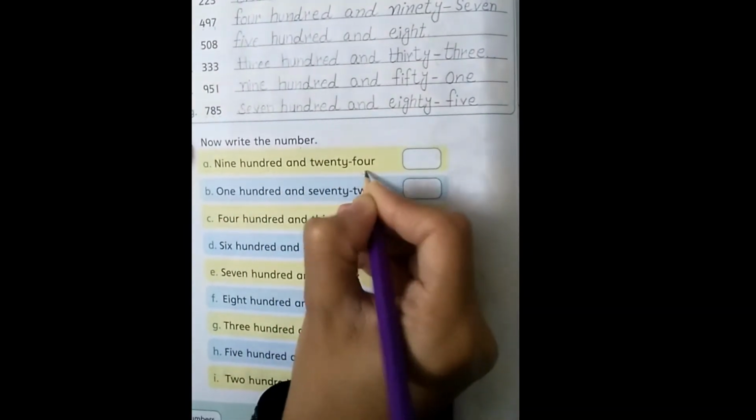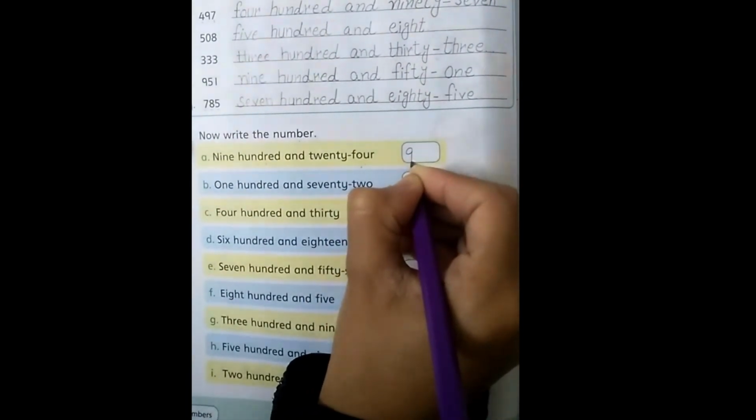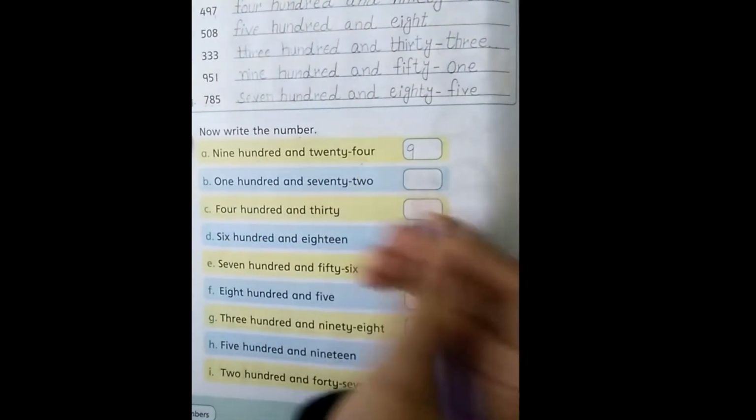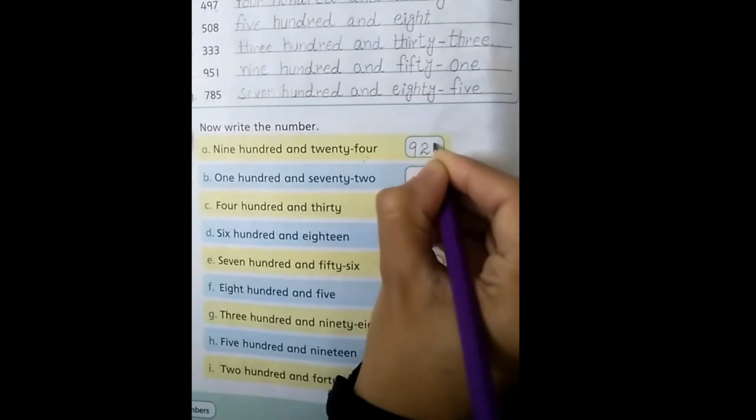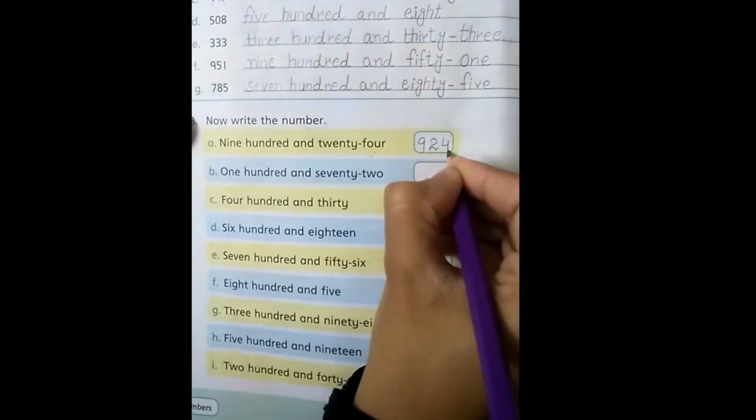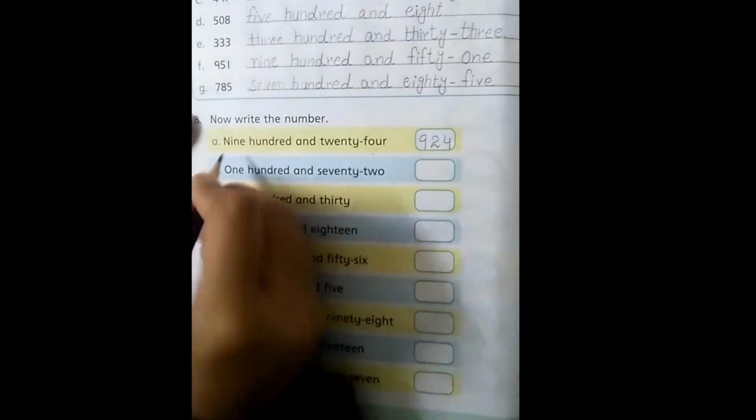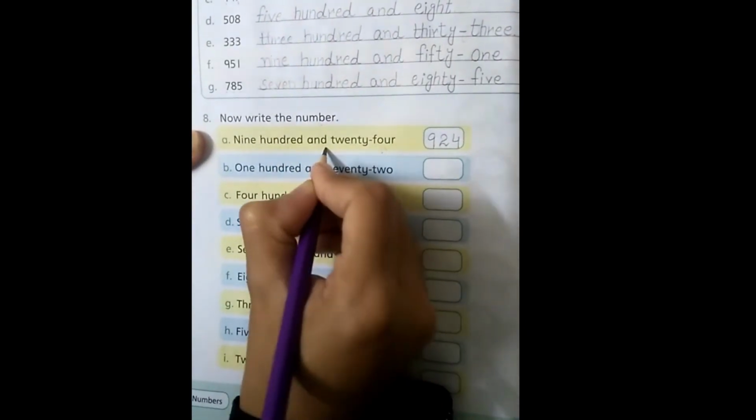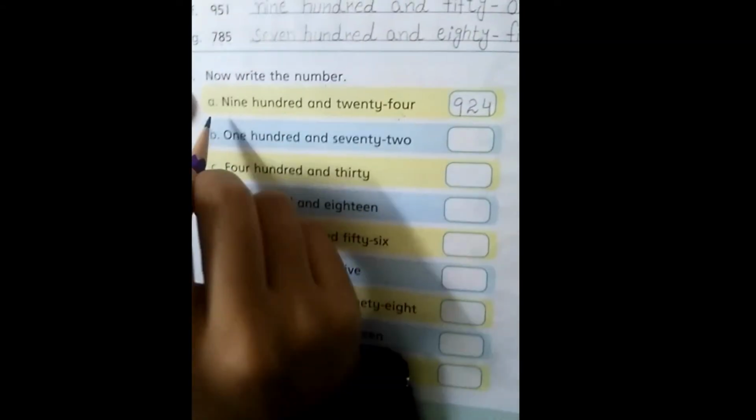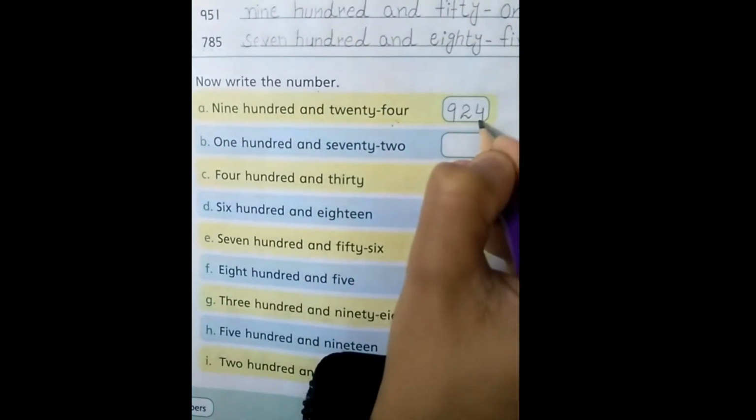Read the statement. Now write the number. First A: 924. 900. Students, you know place value is ones, tens and hundred. So 924. This is a number name and this is a number.